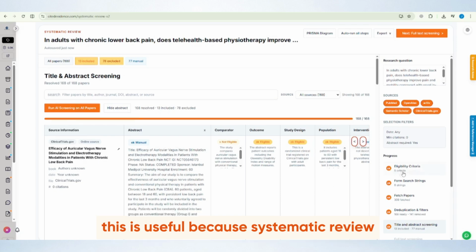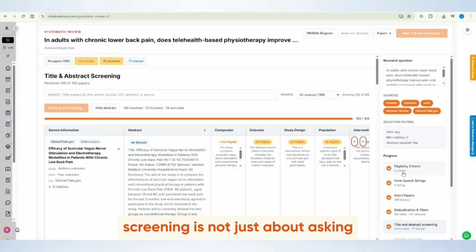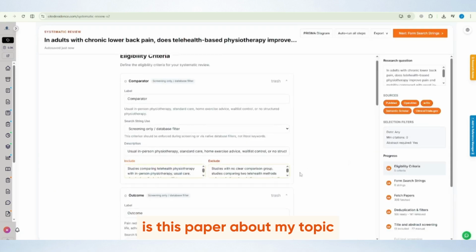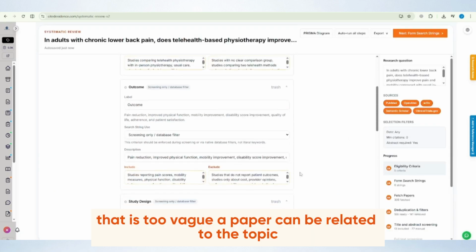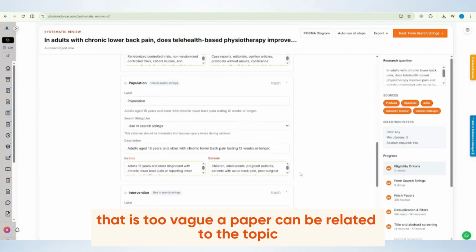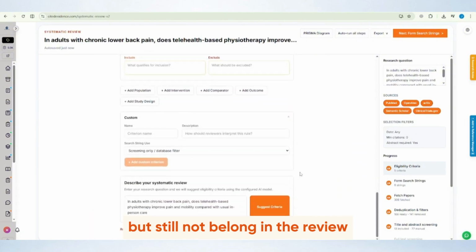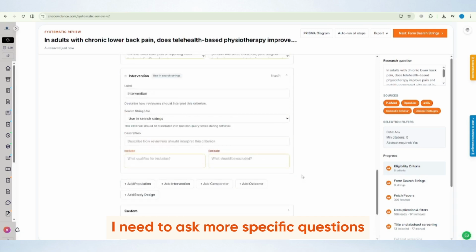This is useful because systematic review screening is not just about asking, "Is this paper about my topic?" That is too vague. A paper can be related to the topic but still not belong in the review. I need to ask more specific questions.